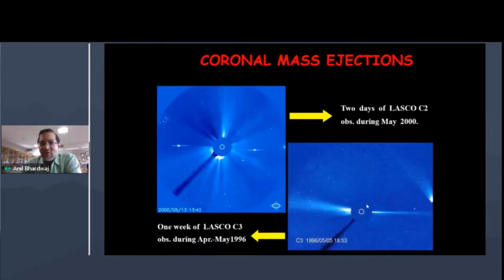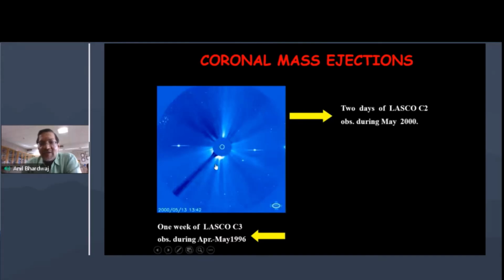So what you were seeing here just now was the coronal mass ejections happening, and these small dots which you're seeing.